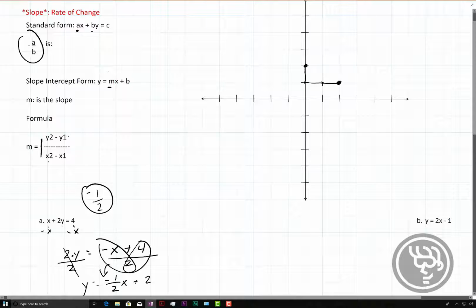So if you wanted to draw the line, if you wanted to know what the line is for this equation, it would look something like this. It would be this point. It would be this line here. It looks something like that.